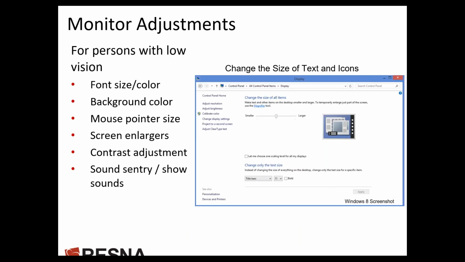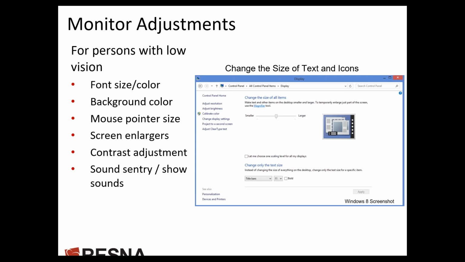We can also make adjustments to the computer to meet individual abilities. So if we think about somebody with low vision, we need to change the font size and the color, maybe the background color. So maybe a blue or black background with white or yellow letters, to have that high contrast to make it easier for somebody to see. Mouse pointer size: we talked about the mouse adjustments earlier, but we can increase the pointer size, and we can also change it to high contrast.